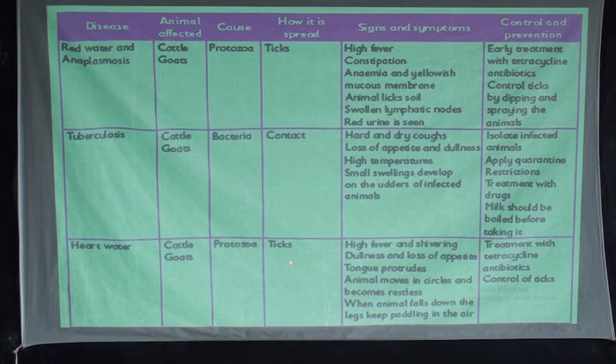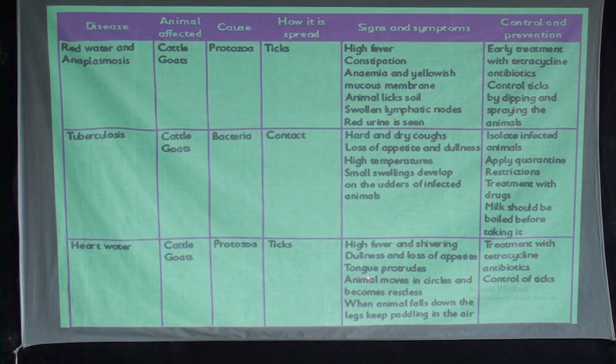Then we can check on the signs and symptoms here. For heartwater, there is a high fever and shivering, dullness and loss of appetite. The animal will be dull and not active, and when it is time for feeding, you find that it is not feeding well.